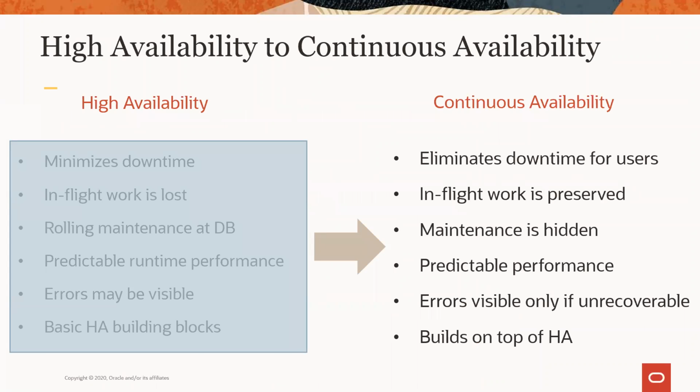Again, we're building on top of high availability. On the left, this is what everybody thinks of as high availability. It is. The database, the data, is always highly available. If you follow the best practices, you implement RAC, use Data Guard for disaster recovery, you're always going to have data and it's always going to be available. The emphasis is there. But we're building on top of that, as I mentioned.